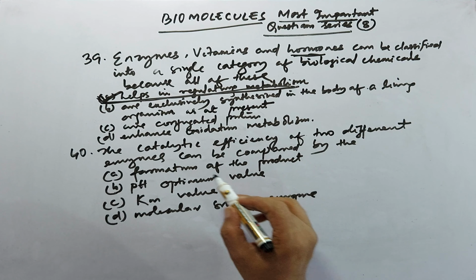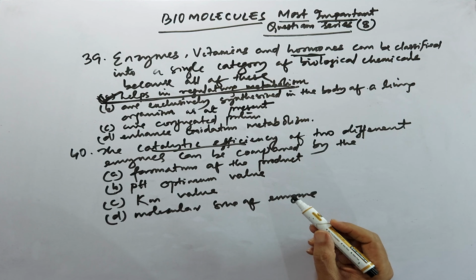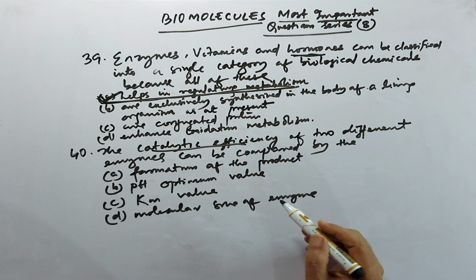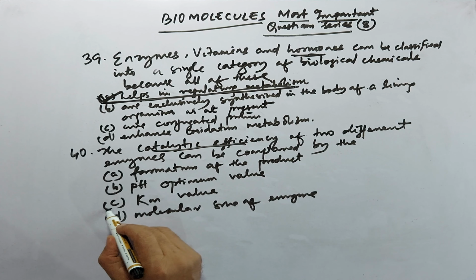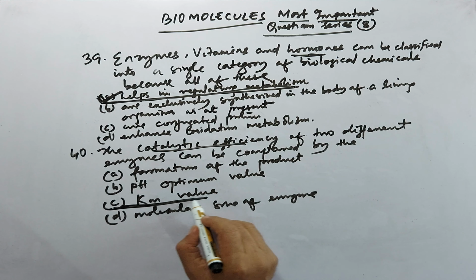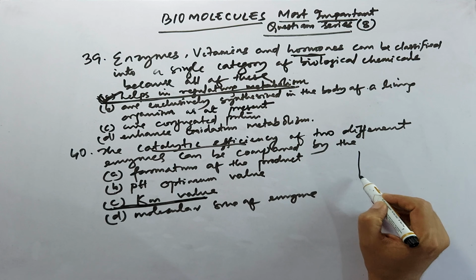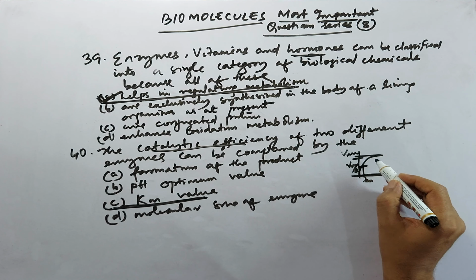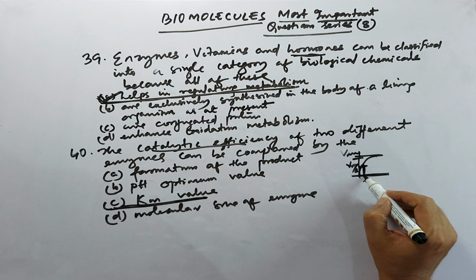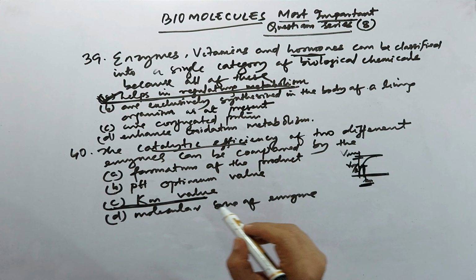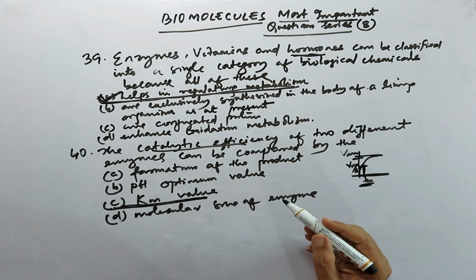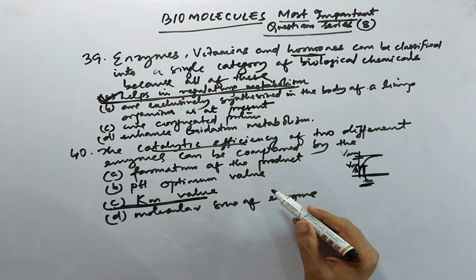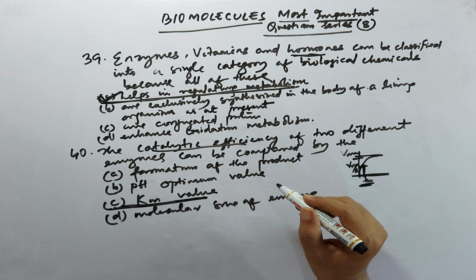So the catalytic efficiency of two different enzymes can be compared by the Km value, because we have discussed in detail how the factors affect it. The substrate concentration at which Vmax by 2 is achieved is called the Km value. So the Km value plays a very important role, and I have already discussed in detail how the factors affect enzyme actions. Next we will see series 9.